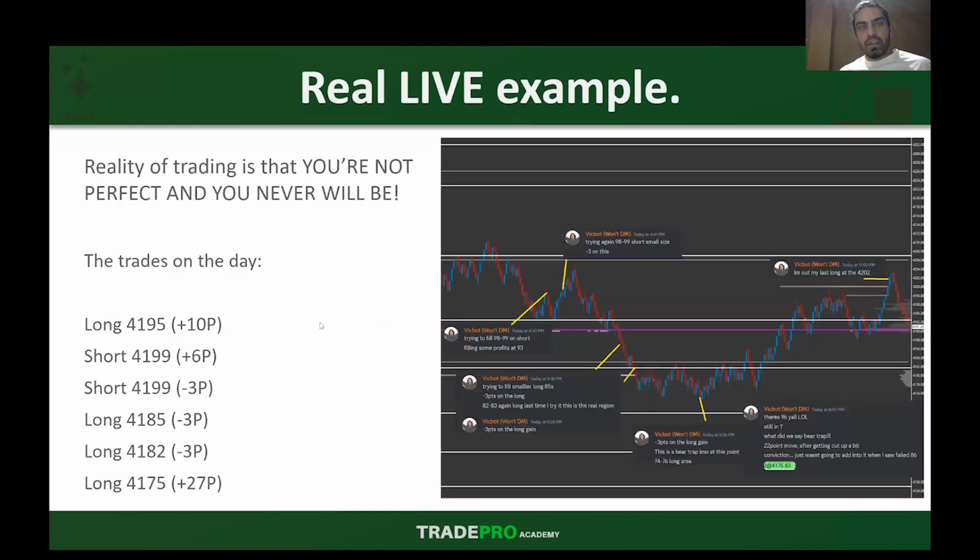So this is the reality of trading, right? You're not always going to be perfect. These are all the trades that I had set up with our team yesterday. And realistically, you're not going to be perfect. You're never going to be perfect, right? This was the idea. We had a strong idea, but sometimes it doesn't work out to an exact T. First trade, this was pre-market, the long 41.95, right?